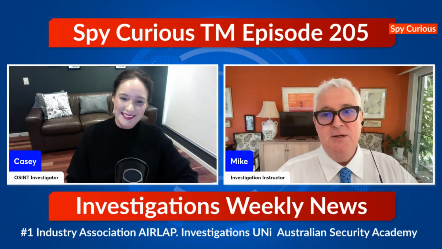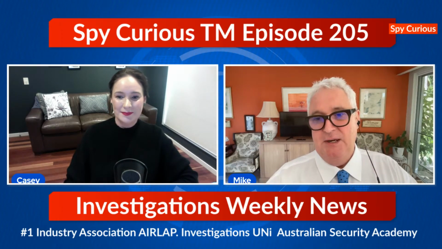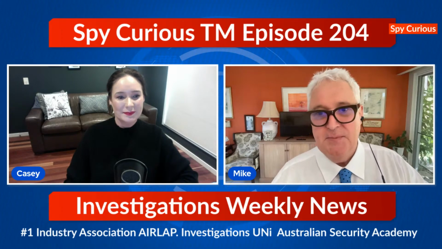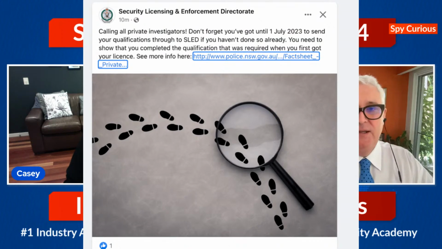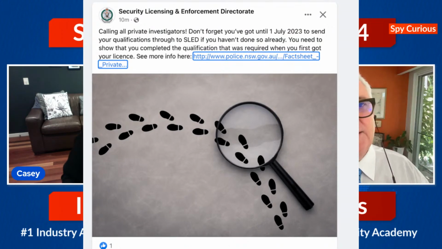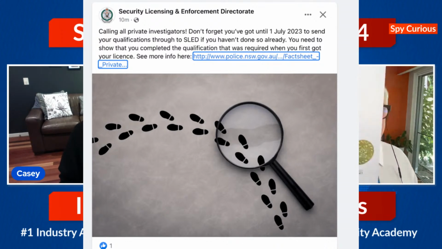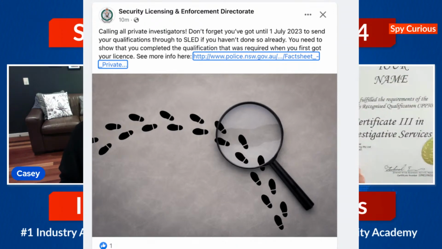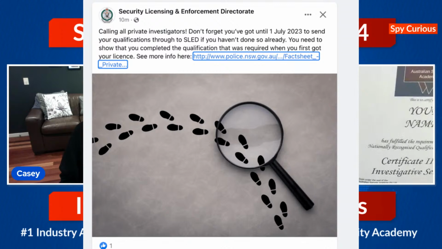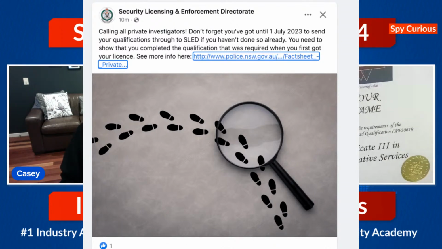So people, big news this week, I've just got to do a quick switch here. If you're in New South Wales, you're a licensed private investigator, SLED wants you to send them, before the 1st of July 2023, a copy of your Certificate 3 in Investigative Services. Now, they want that. You've got to send it to them if you're a licensed private investigator in New South Wales. It's not me saying this.